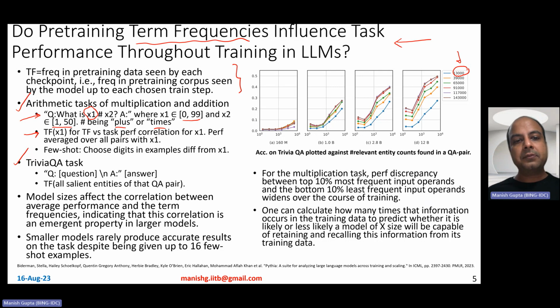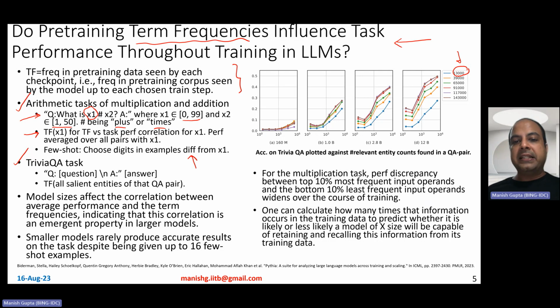They also experimented with few-shot prompting. In that case, they ensured that in the few-shot exemplars, they do not use the same digits as in X1, so as to avoid X1 being repeated in the exemplars that are supplied at test time.